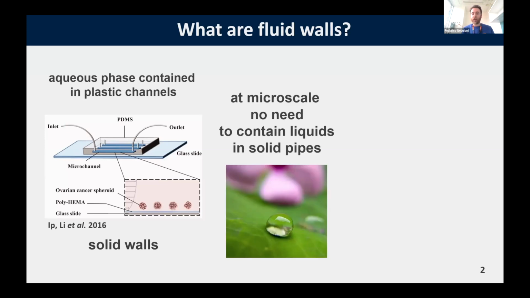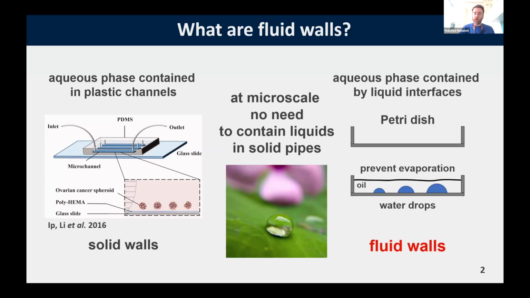However, at the microscale, there is not a real need to confine liquids inside solid pipes, because interfacial forces are dominant over gravitational ones. So following this logic, we can take one of the most common vessels used in biology, like a petri dish. We can deposit nanoliter or microliter droplets inside the dish and overlay with an oil just to prevent evaporation. These tiny droplets can be considered microfluidic environments per se, where the liquid-liquid interface between the water and the oil is what we call fluid walls.